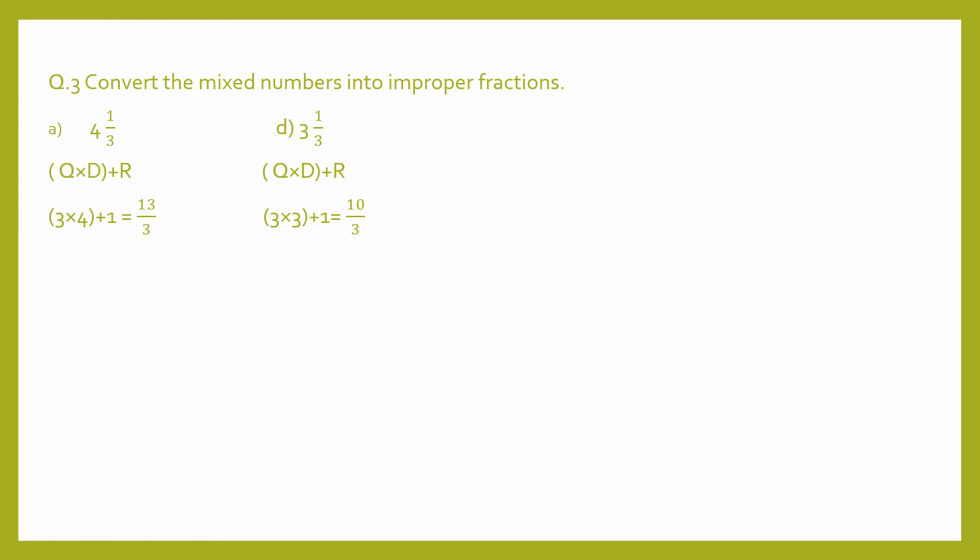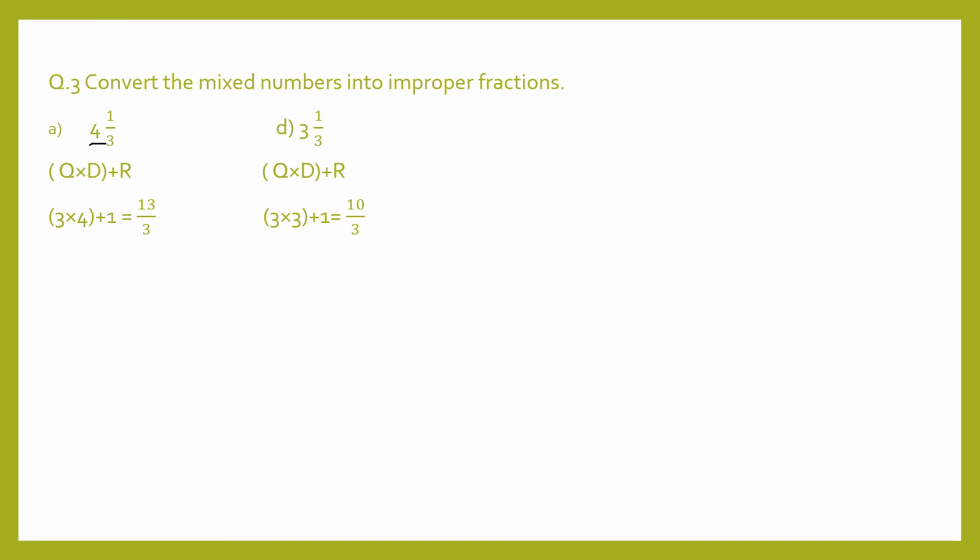Convert the mixed numbers into improper fractions. Whenever we can see this is the whole number and this is the fractional part, right now they are mixed numbers. And to make them into improper fractions, it means the numerator will be greater than the denominator. So the divisor will be multiplied by the quotient and we will add the remainder.